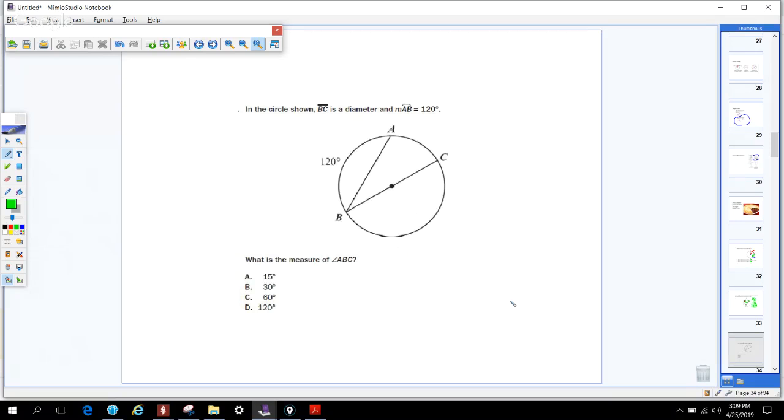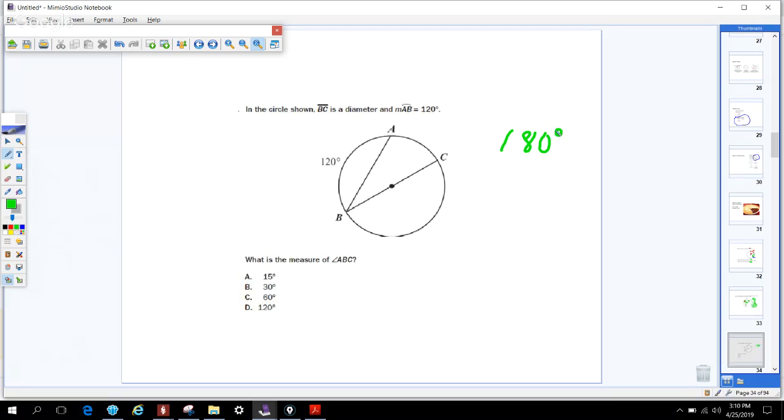Here we go. Why do you think they would take the time to tell us diameter? Why is that important? Central angle doesn't help us too much. Why is the diameter important? How many degrees is the diameter? Thank you. Excellent. 180. Why is 180 important?